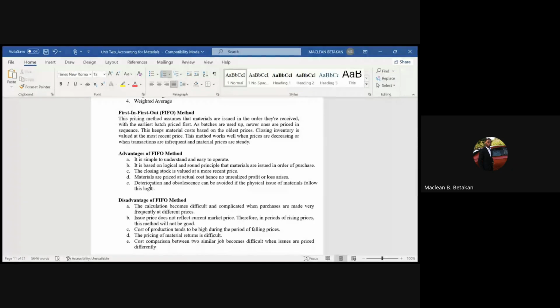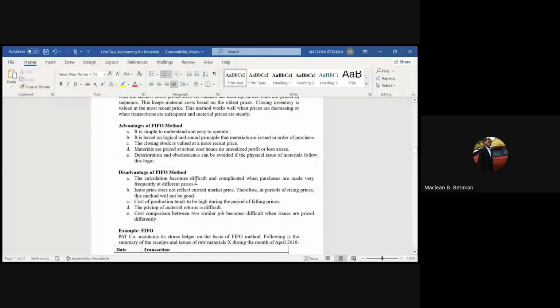The unrealized profit comes in when you add profit to an item thinking you are going to make a profit, but the time to sell has not actually come, yet you are keeping it as if there is profit for you. That profit has not come, so in that case you don't record it. And deterioration or obsolescence can be avoided. Old items in the system can easily spoil, but if you are using the FIFO method, you sell out those items first.